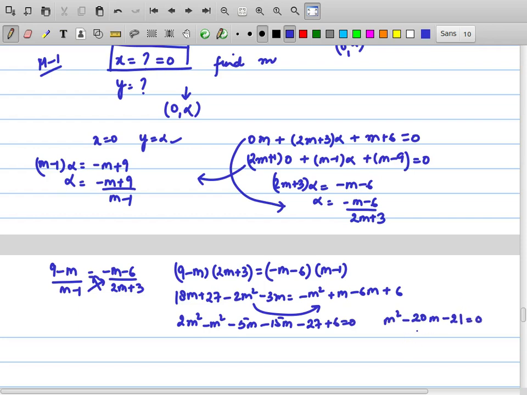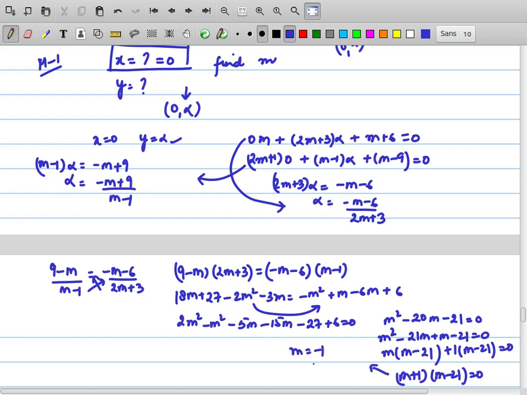So this is 21 into 1, m square minus 21m plus m minus 21 is 0. What is m? m minus 21 plus 1, m minus 21 is 0. Therefore, (m plus 1) into (m minus 21) is 0. What do we get? From here we get m is either equal to minus 1 or m equals 21. Therefore, what are the values of m? There are two values of m which are possible, such that these two lines intersect on the y-axis.